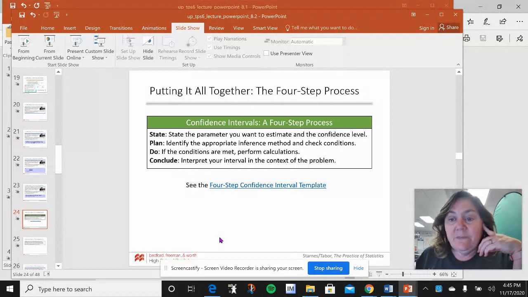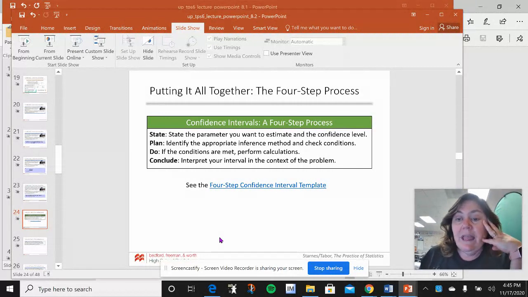Remember, you're going to state the parameter that you want to estimate and the confidence level. You're going to state your procedure there. We're doing a 1 sample Z interval right now. That's what you'll see on your calculator as well, but it's called a 1 sample because there's only 1 sample of data. We're doing a Z interval. We're going to learn later how to do T intervals.